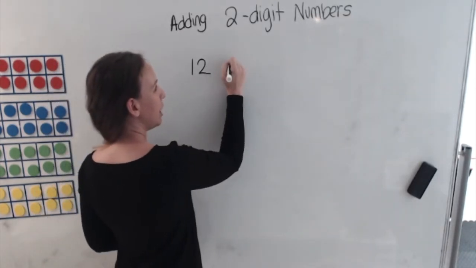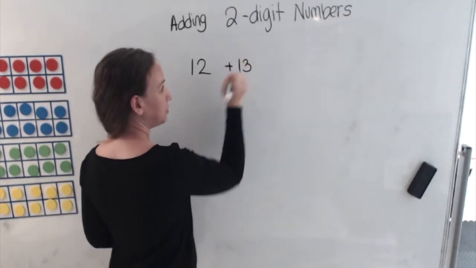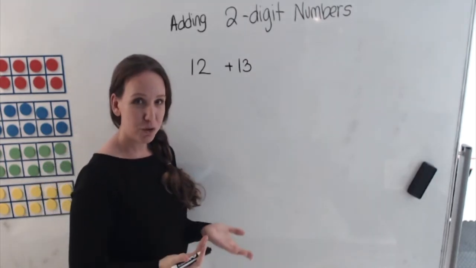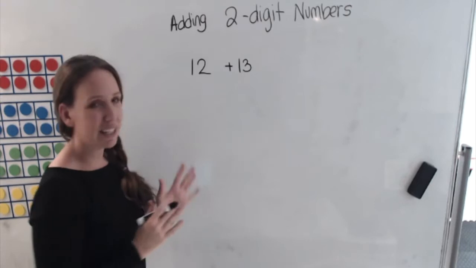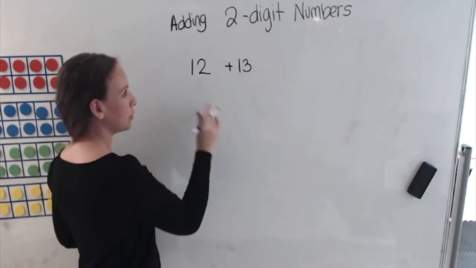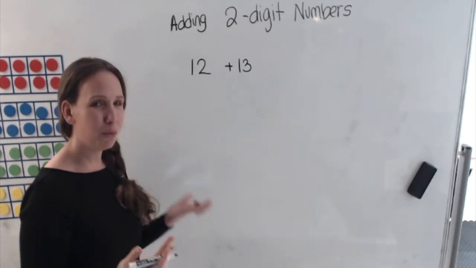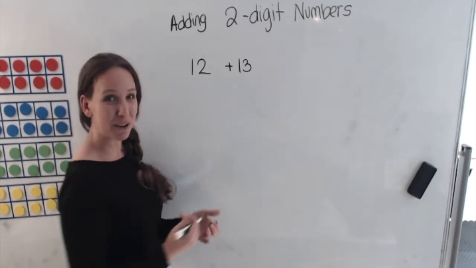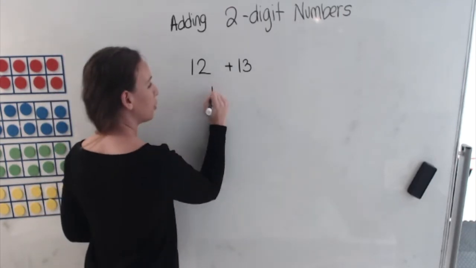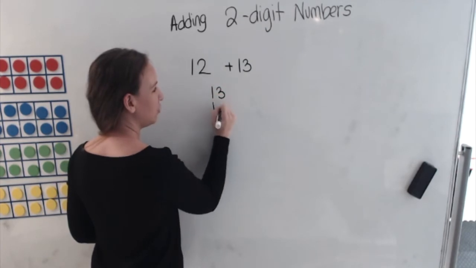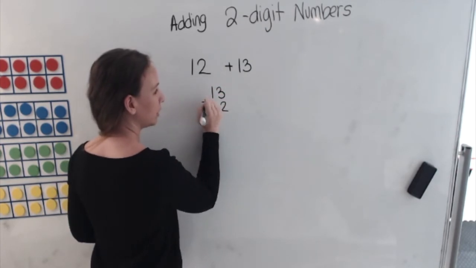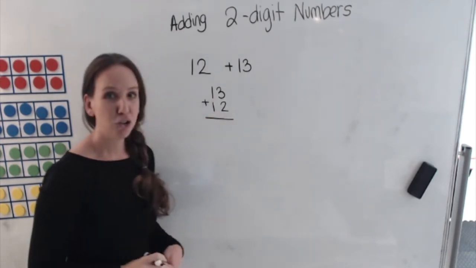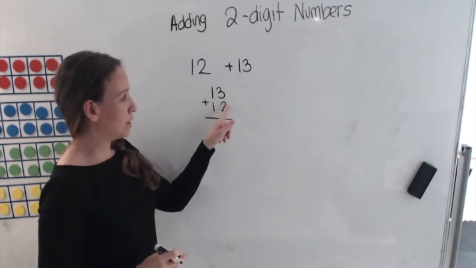So if I have 12 plus 13, okay? So what we're going to do first and always is we are going to line them up. I'm going to always put the bigger number on top. So which one's the bigger number? That's right, 13 is bigger than 12. So we're going to put 13 on the top and the 12 underneath, and we are going to add those two numbers. So what I'm going to do is I'm going to add my ones first.